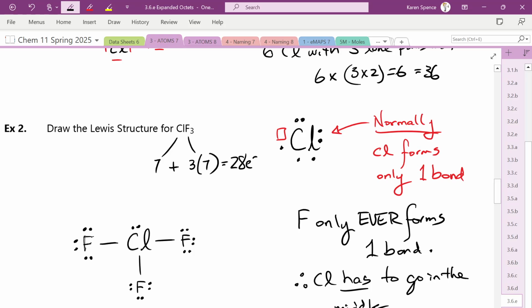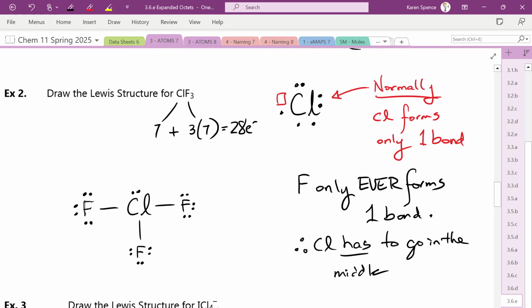So we've done steps 1, 2, 3. Valence electrons, 28. Skeleton structure, put Cl in the middle. No other choice. Step number 3, fill up everybody so everybody has 8 electrons. What's step 4? Count. How many electrons in this structure? We have 26 electrons. Ooh, this is a new one. We have 1 pair too few. We've been used to having too many, but here we have 1 pair too few.